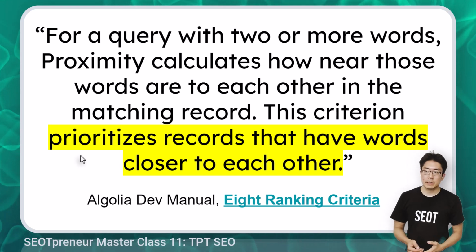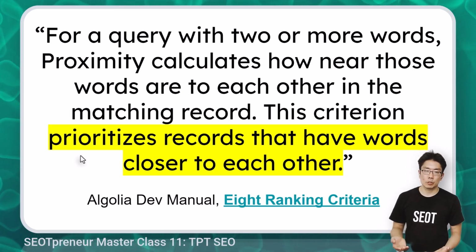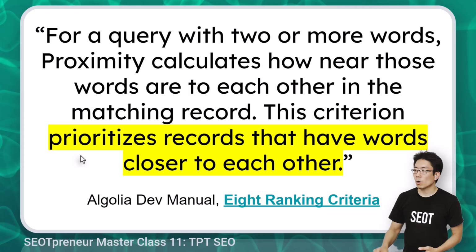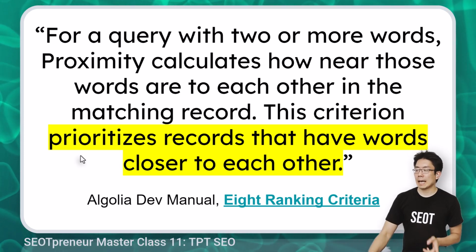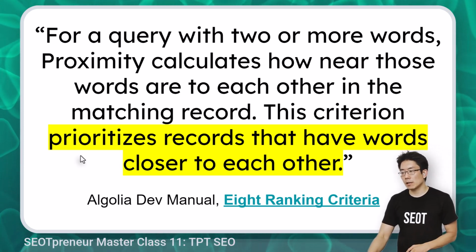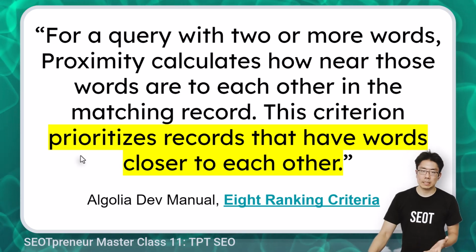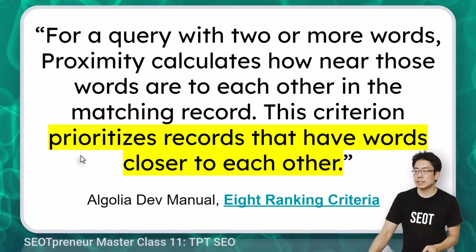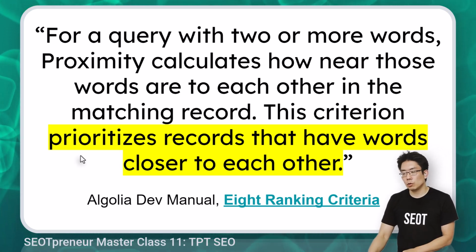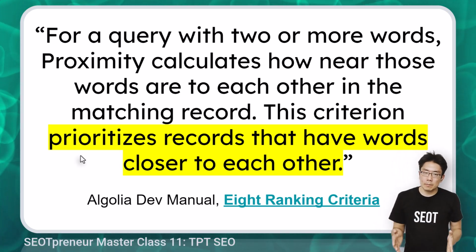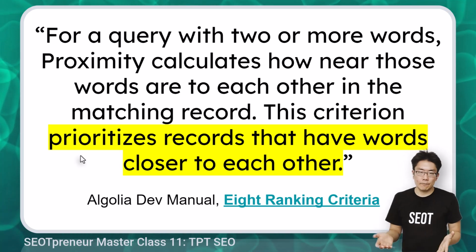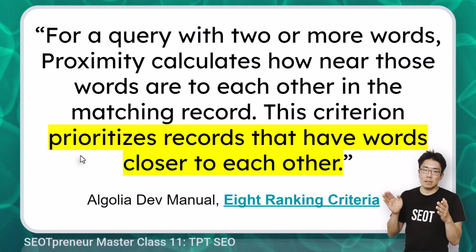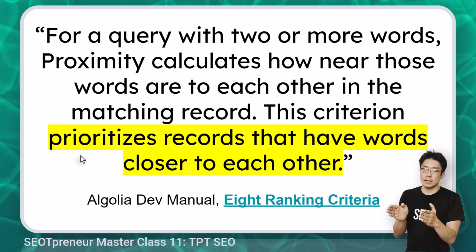And the manual tells us for a query, so a teacher searching, for a query with 2 or more words, proximity calculates how near those words are to each other in the matching record. By matching record, they mean TPT product. This criterion prioritizes records that have words closer to each other. So if the proximity rule is turned on, which by default it is, it means that you want to have the search phrase close together.